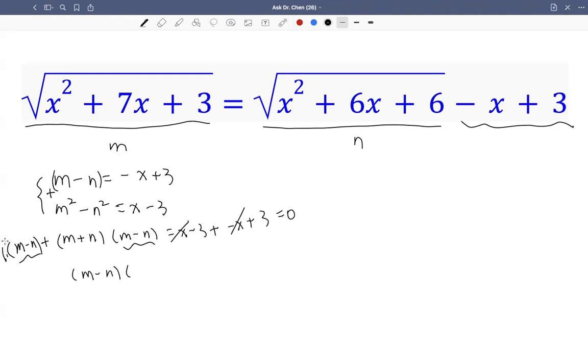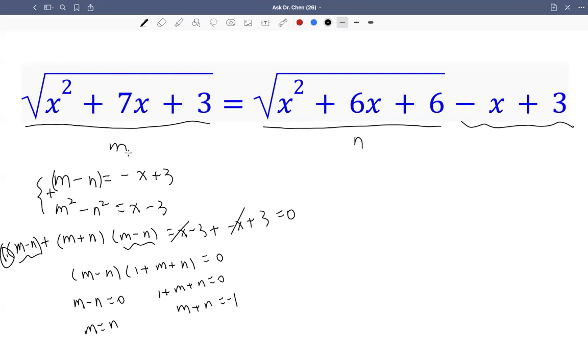So we have the first term left with 1 plus m plus n. That equals 0. Okay, by the zero property, if the product of some terms is 0, each term can be 0. So the first term m minus n to be 0, we get m equals n. The second one, if 1 plus m plus n equals 0, that means m plus n equals -1.